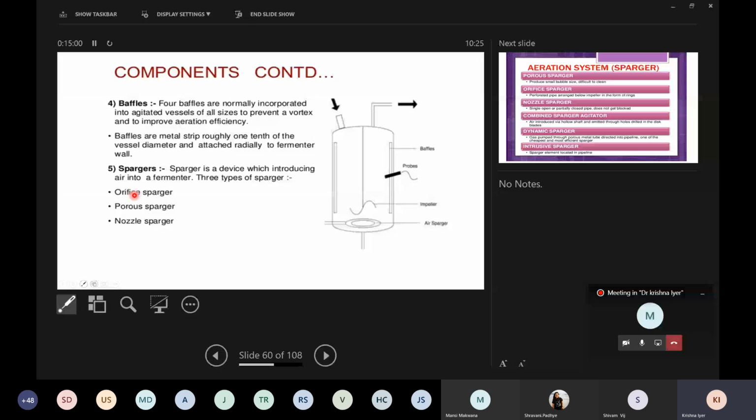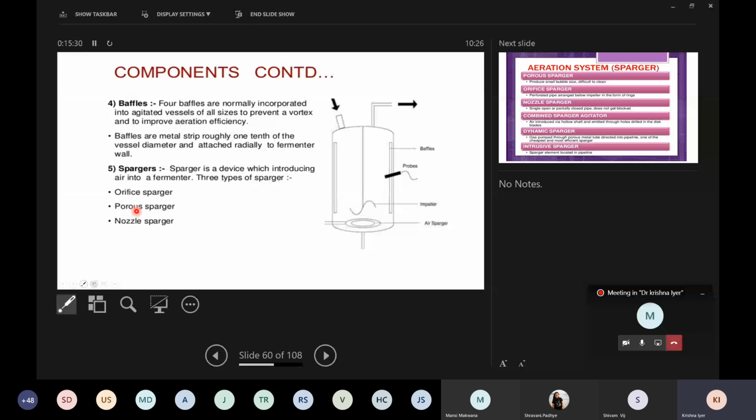So you fill your container with water, and when you tilt it, water will come out from the end in streams of 4 or 5. That type of way of introducing air into the medium is referred to as an orifice sparger. Porous spargers are those devices where there are so many holes that when the air comes out, it comes out almost like very fine bubbles.